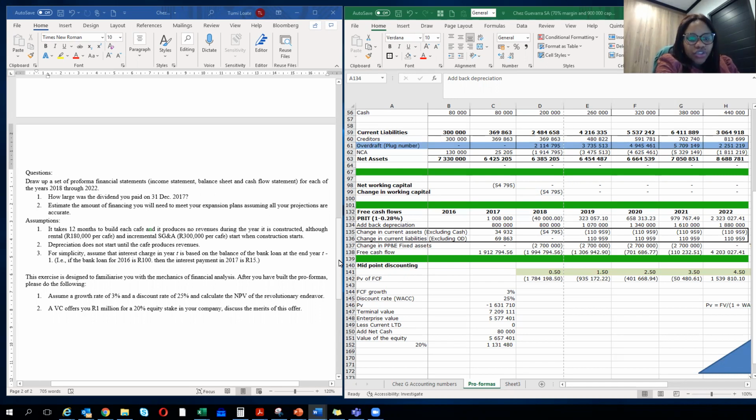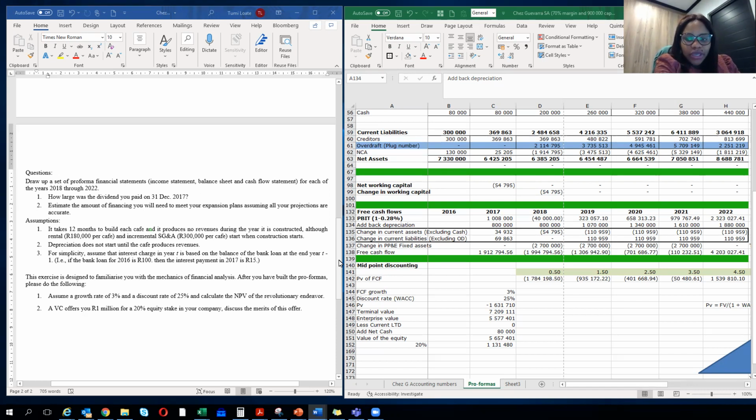Now what we're trying to do in the questions that they've asked is to estimate firstly the amount of financing we need, which we've done in terms of the overdraft. But now what we're trying to do is also come up with a valuation of this entire business, assuming it reaches the 22 stores.